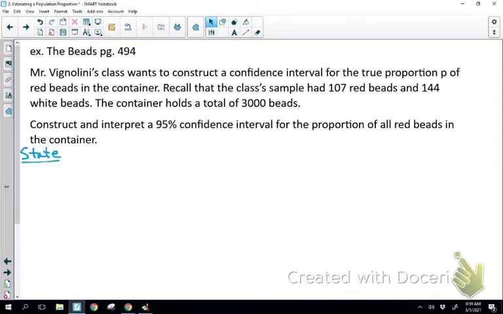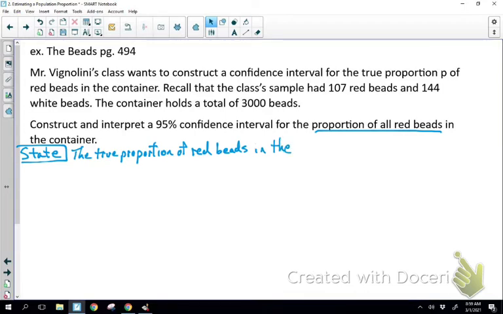and usually this is typed for you. So you want to look for it, and it happens to be roughly right there. So we want to say something about the true proportion. So the true proportion of red beads in the container in Mr. Vignolini's class.